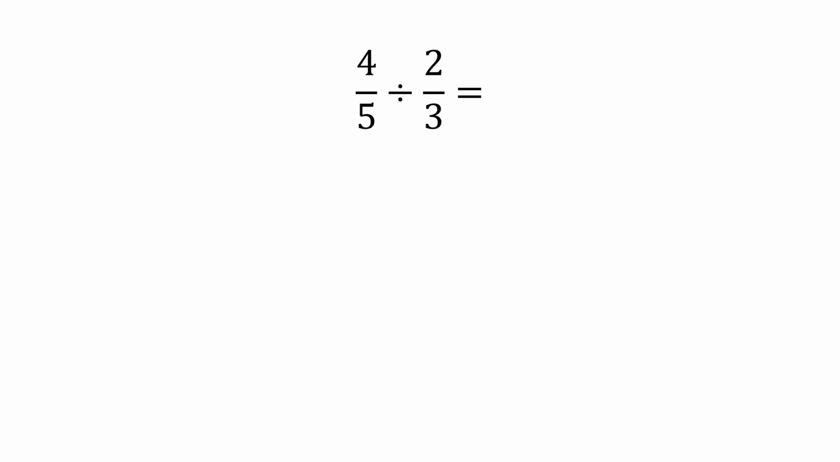We're going to use a process known as keep, change, flip to divide these fractions. That means we keep the first fraction as it is, we change the divide sign to a times, and we flip the second fraction. That means in practice we end up with 4/5 times 3/2. Now we can multiply these fractions.